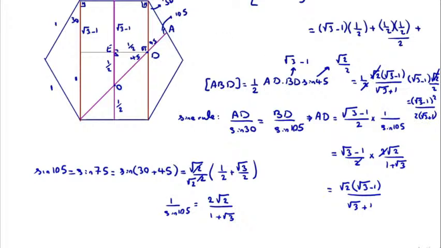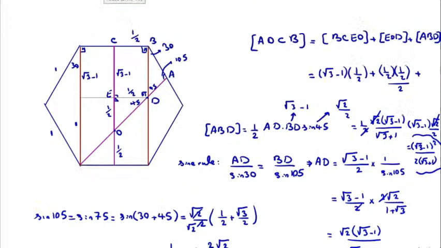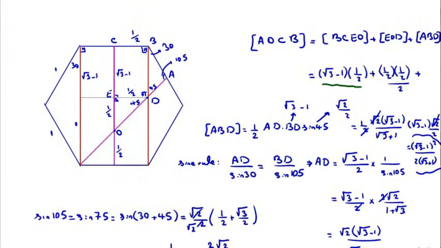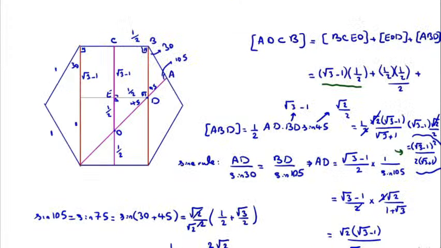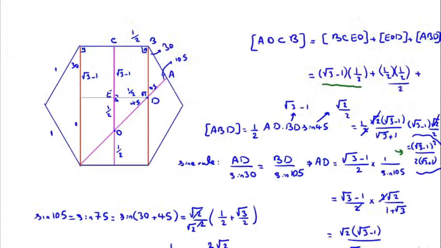Okay, let's write all these things. If you add up all these terms, let me write with a different color: root 3 minus 1 over 2, plus 1 over 2 times 1 over 2 over 2, which will be 1 over 8, plus 1 over 8, plus this part, root 3 minus 1 squared over 2 times root 3 plus 1.